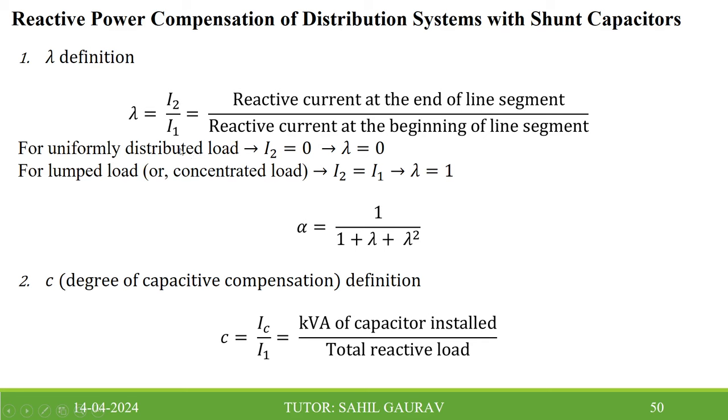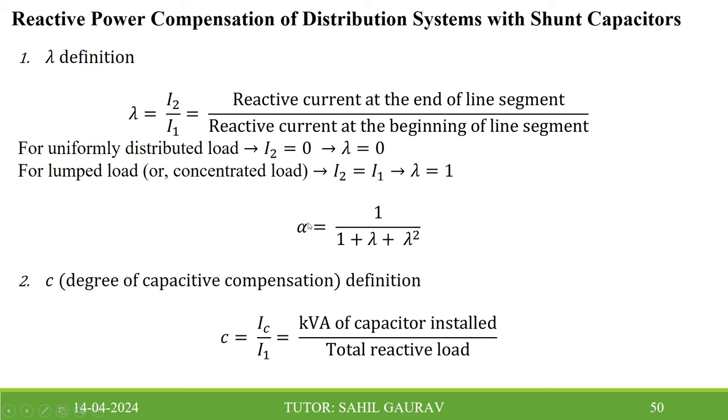Here we have to define lambda, and lambda is the ratio of reactive current at the end of the line segment to the reactive current at the beginning of the line segment. For uniformly distributed load, the current at the end of the line segment will be zero, so lambda will also be zero. And for lump load, whatever the current at the beginning of the line segment, the current will be the same at the end of the line segment. So I2 will equal I1 and lambda equals 1.